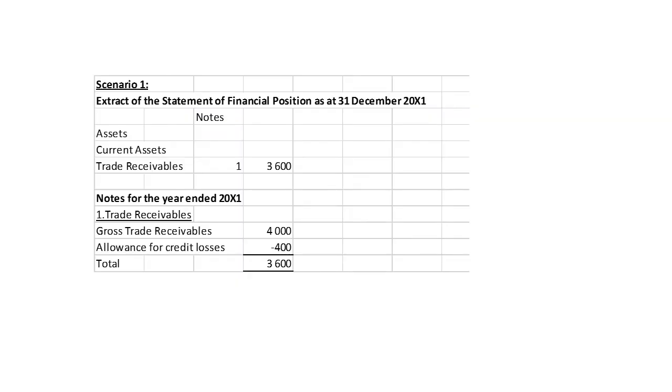This amount will then now be recorded in the statement of financial position at the final amount of 3,600. As you can see in the notes, this amount consists of the gross trade receivables, which was the amount they were owing us at the end of the year being the 4,000, less the allowance for credit losses of 400, which was the closing balance. This will result in a final carrying amount for trade receivables of 3,600.